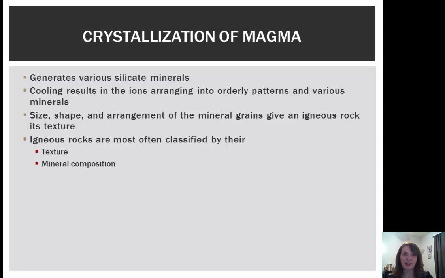Alright, so we're going to start moving on. Cooling of the magma results in the ions arranging into orderly patterns in various minerals. Now the size, shape, and arrangement of the mineral grains give an igneous rock its texture. Texture is a common term that we use for igneous, sedimentary, and metamorphic rocks. But igneous rocks are most often classified based on their texture and their mineral composition.